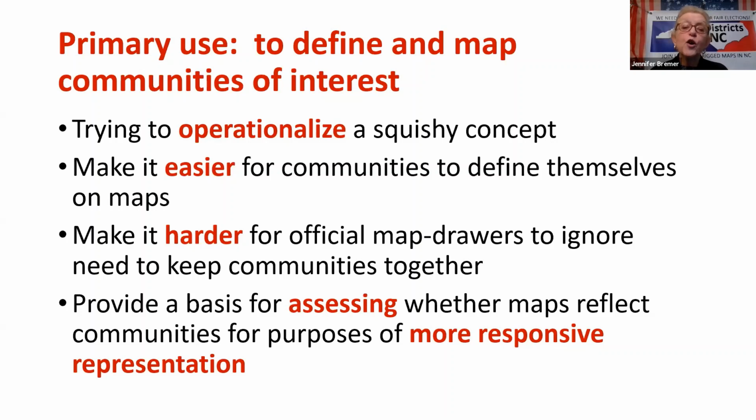And it therefore will make it harder for the people who are drawing the maps officially to ignore the need to keep communities whole, to keep people who have common interests together. And it also provides a basis for assessing whether the maps reflect communities for purposes of more responsive representation. And gerrymandering is all about having maps that are responsive to the citizens' votes.